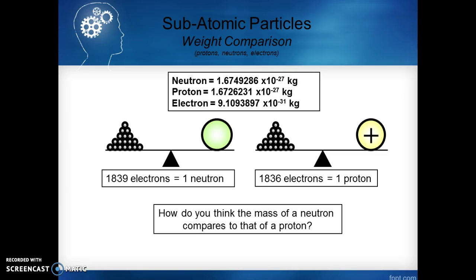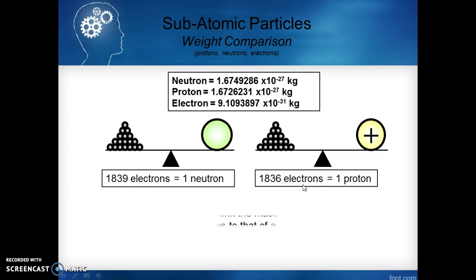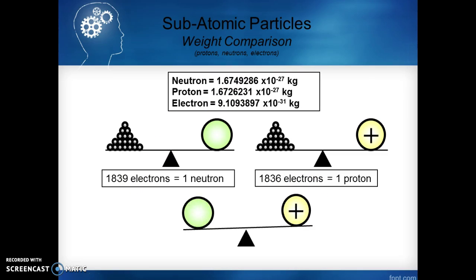So how do you think the mass of a neutron compares to that of a proton? Well, using this for a clue and this for a clue, it's safe to say that protons and neutrons are approximately the same mass, with neutrons being a smidge heavier.